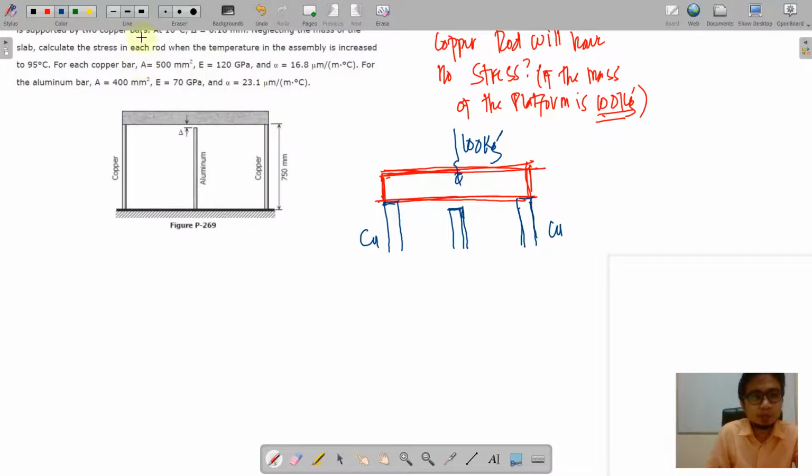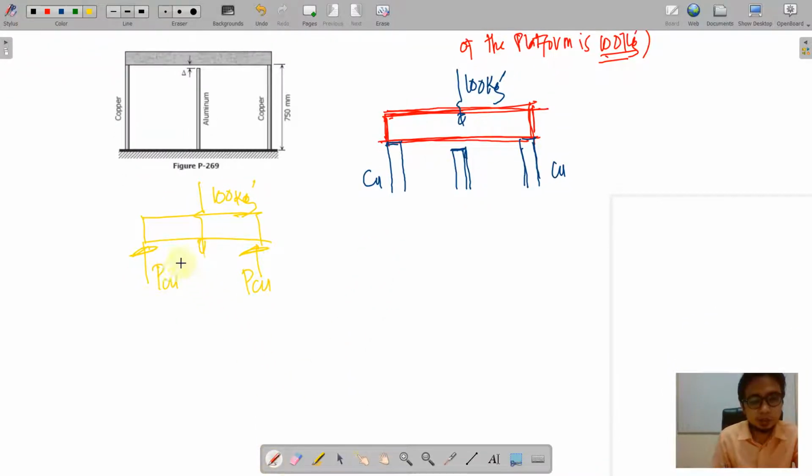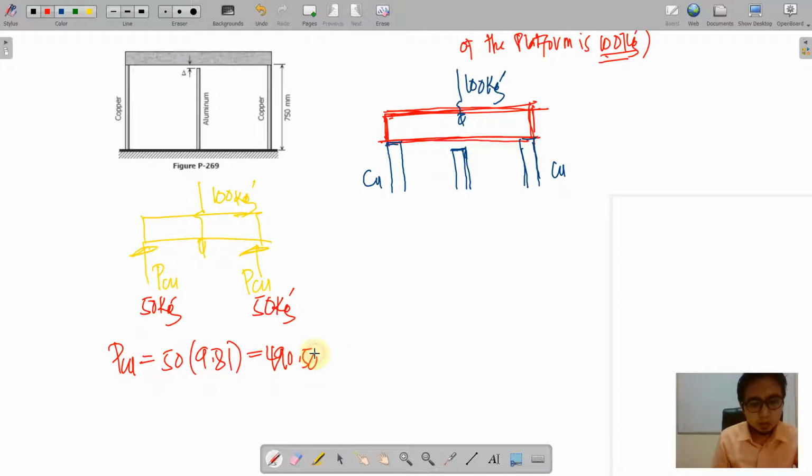So of course, by free body diagram, we can just say that this is P_Cu, or 2 P_Cu, that is carrying the 100 kilogram mass there. And it's obvious therefore that this P_Cu is equivalent to just half of this mass because of symmetry. So both are carrying 50 kilogram mass. So from that, we can now conclude that P_Cu is 50 times 9.81, that is equivalent to 490.5 Newton.